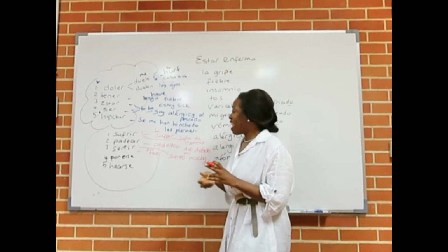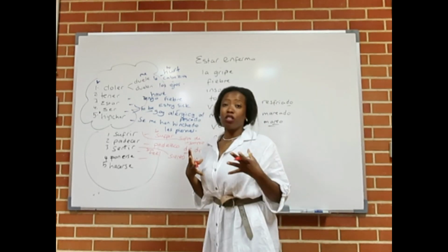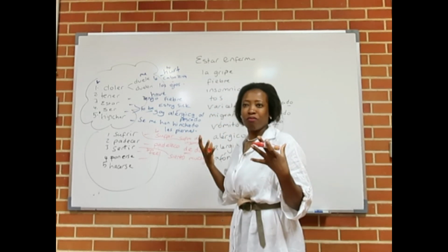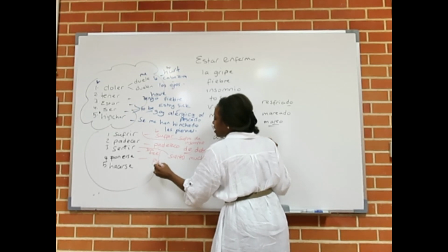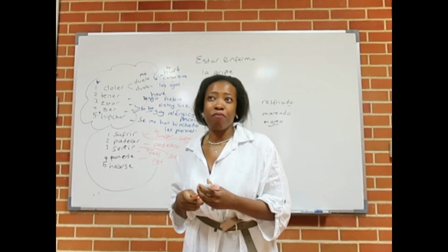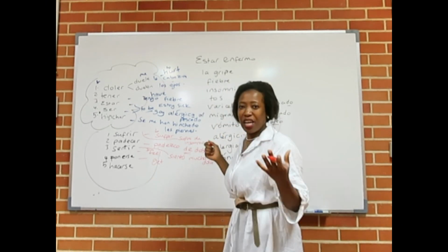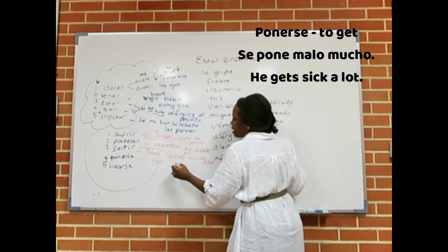Right here. Next one we have is ponerse, which means lots of things, but here it means put. Ponerse, put. Poner is to put, but here when we're talking about illnesses, it means get. Okay? So I might say, siempre se pone mala, or siempre se pone malo. Okay? So he always gets sick.